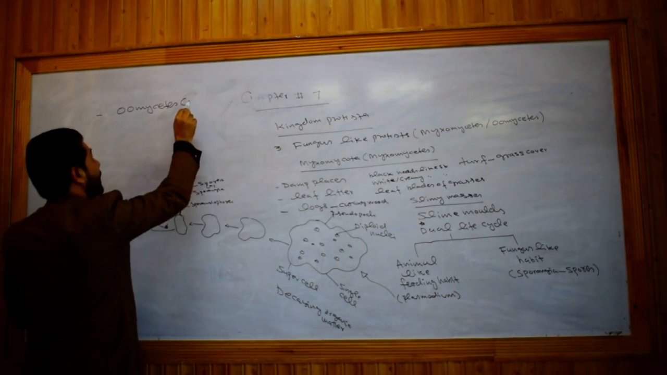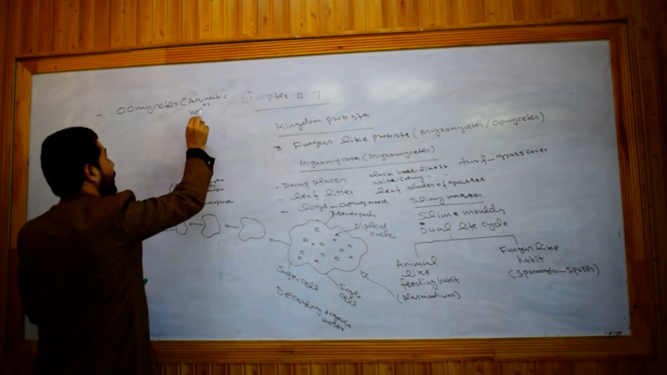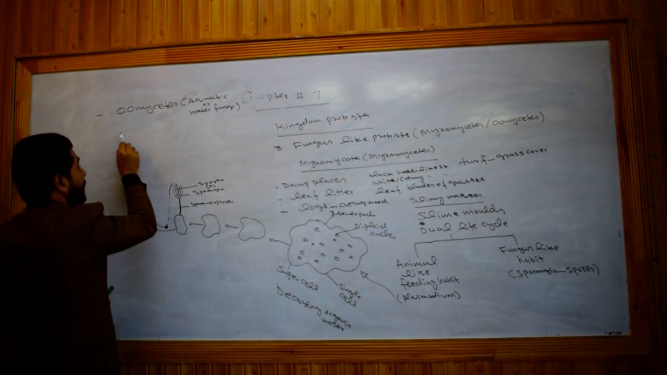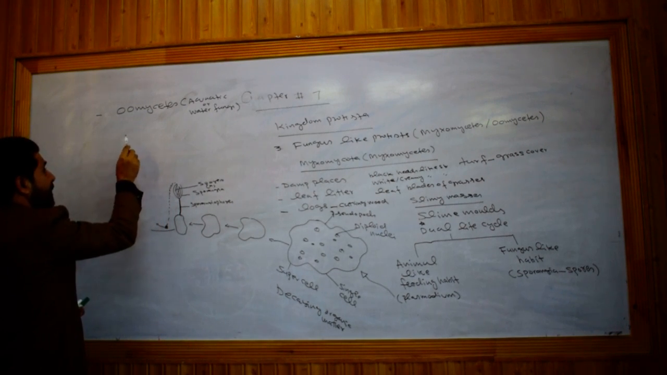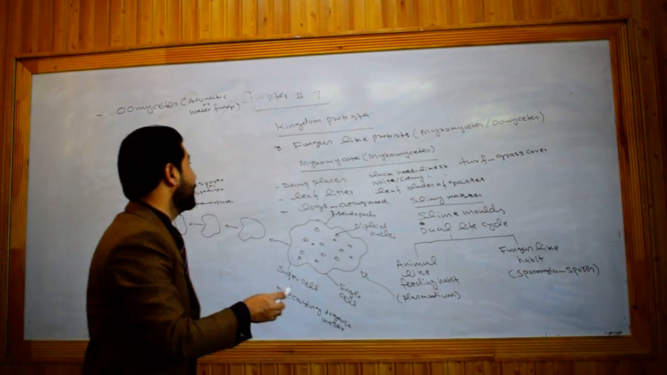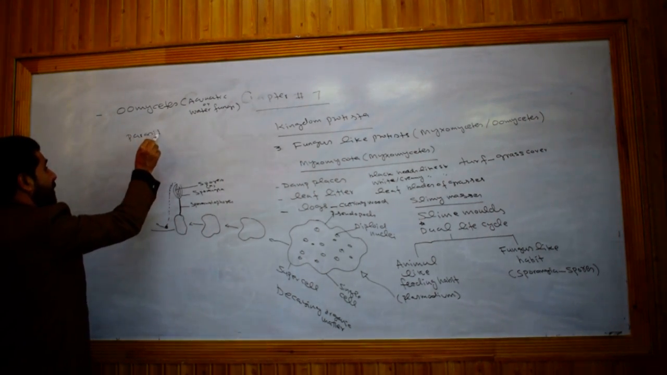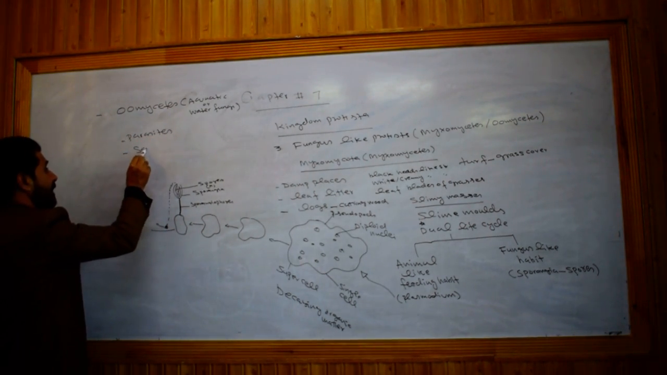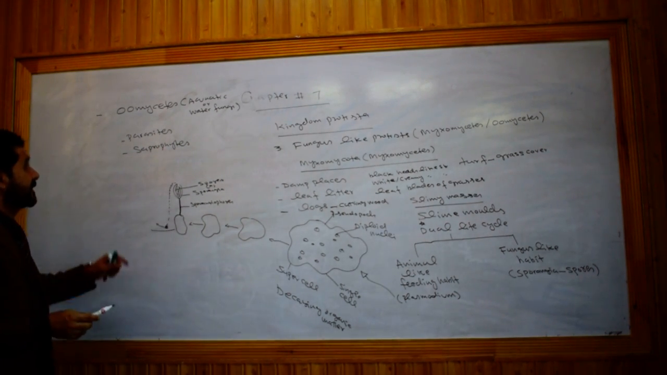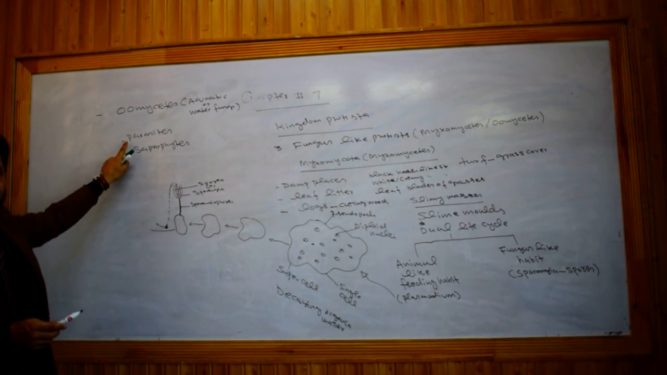Oomycetes are commonly known as aquatic fungi, or water fungi, because they prefer moist places, or they are present in aquatic conditions. So definitely some will be parasites, and others will be saprophytes. Oomycetes, aquatic fungi, water fungi include two types of what?